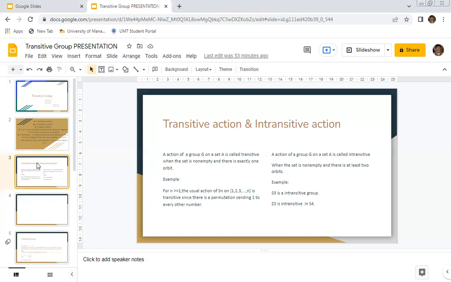An action of a group G on a set A is called intransitive when the set is non-empty and there are at least two orbits. For example, S3 and Z3 in S4 are intransitive groups because all of these have more than one orbit.